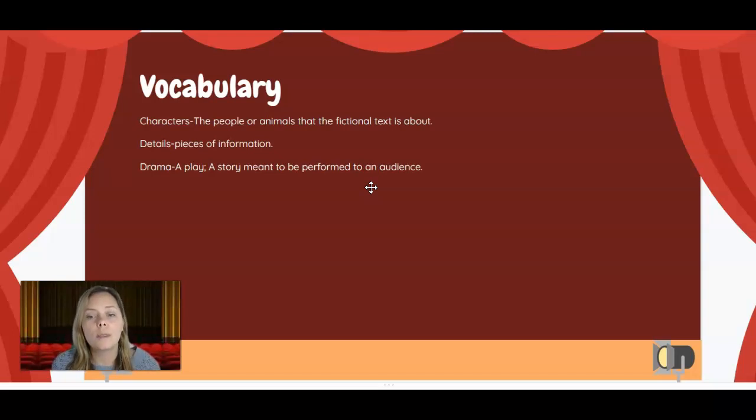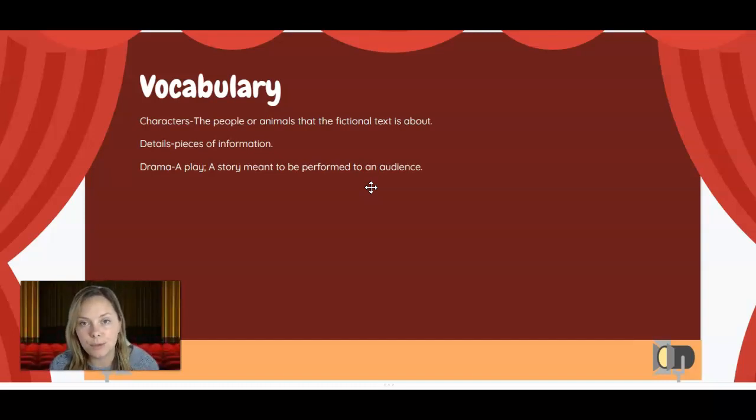So characters are the people or animals that are in a fictional text. So when we're talking about something that is fiction or not real, we call them characters. If we were talking about a real person, or if talking about nonfiction, they're not characters, they're actual people. So remember that it has to be in a fictional text, and it can also be animals. Anybody who has a main part here, who's doing talking, who's interacting together. These are your characters.